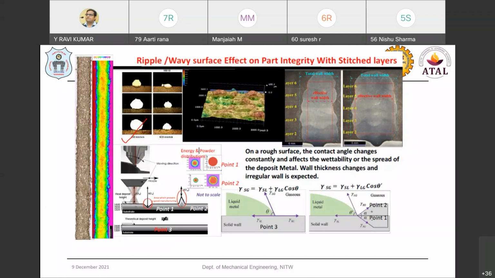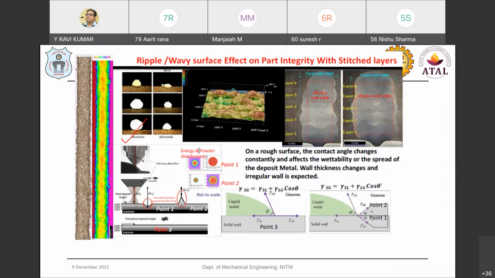At higher speed, the melt profile size and dimension decrease. These all affect the layer stitching, or the successive deposition layers. You can see here the layer width is less, and the number of layers is 6. Even though the number of layers is 6, where we have the highest laser power with less speed, the effective wall width is increased. This is what takes place in the laser direct energy deposition process.